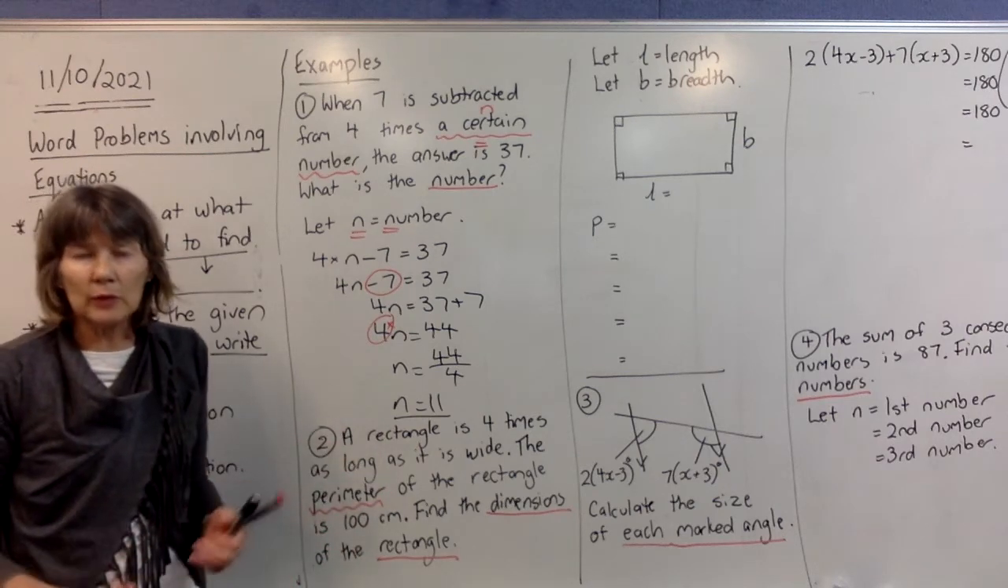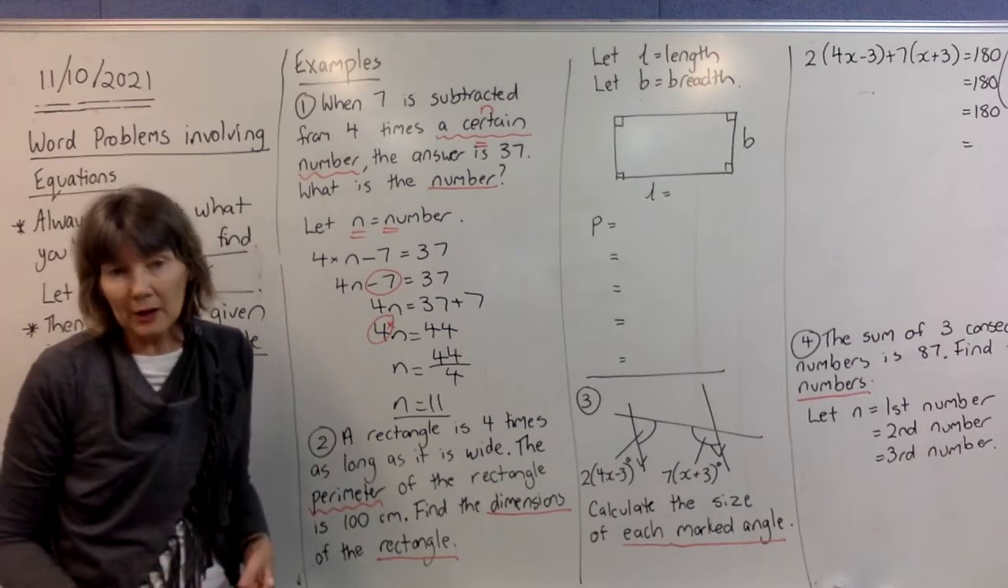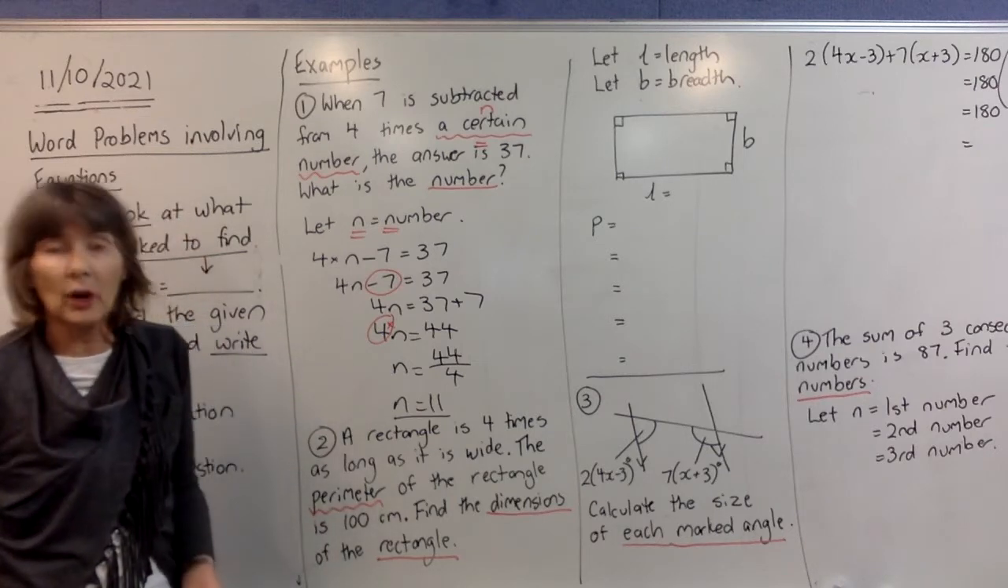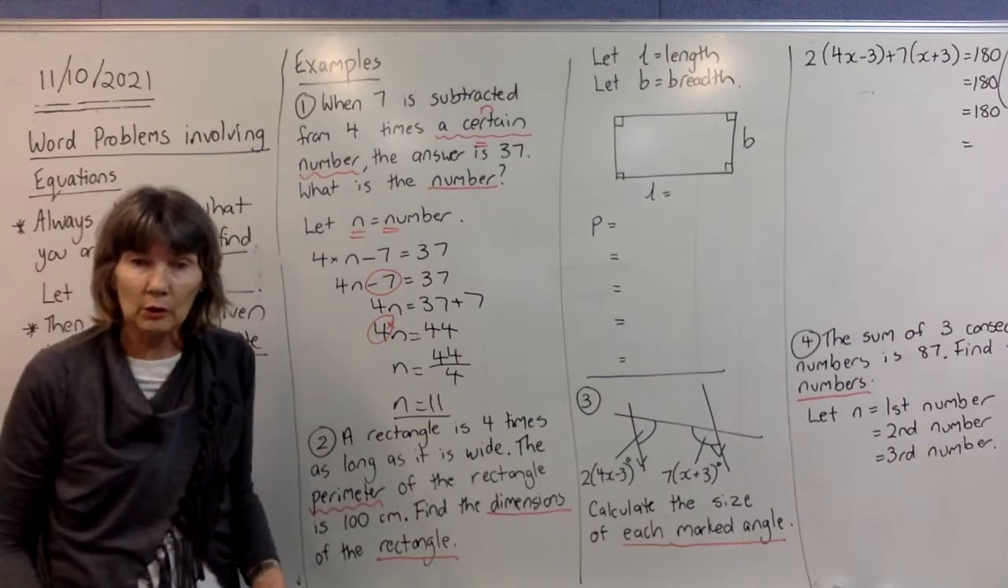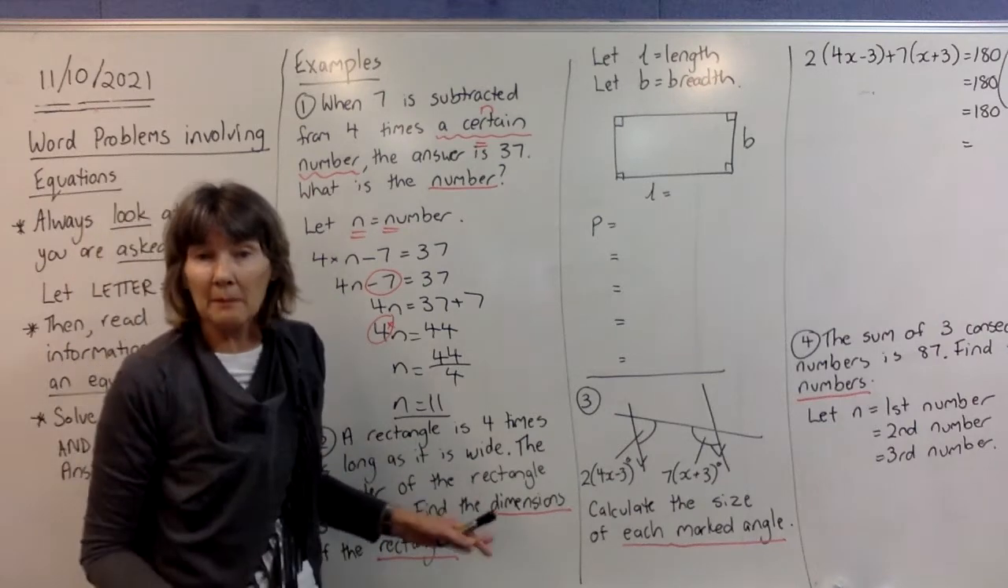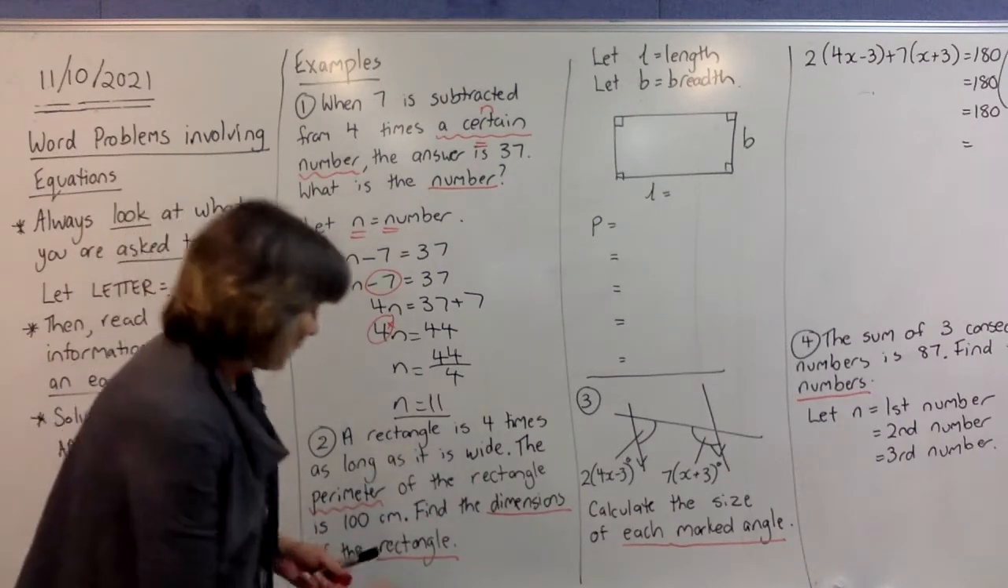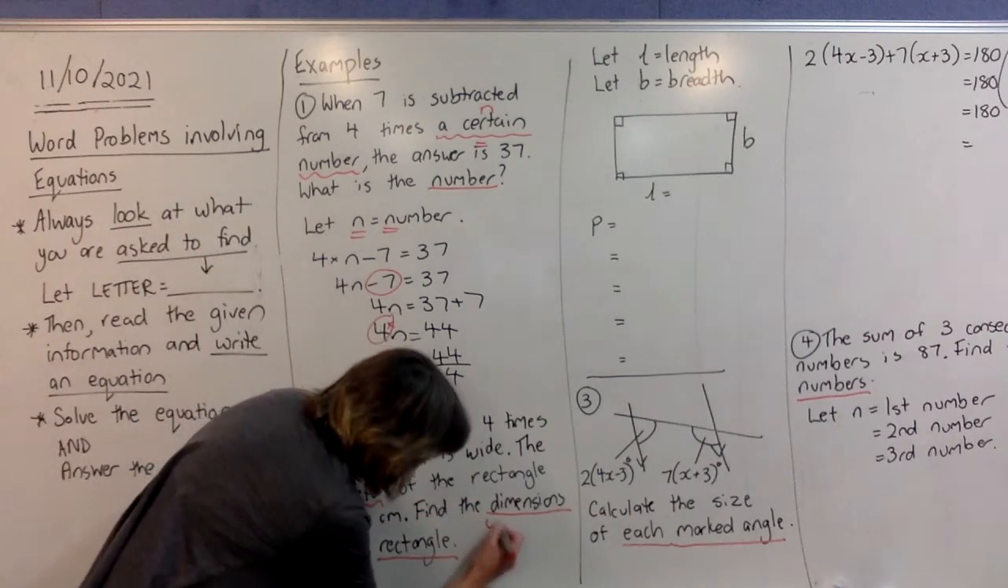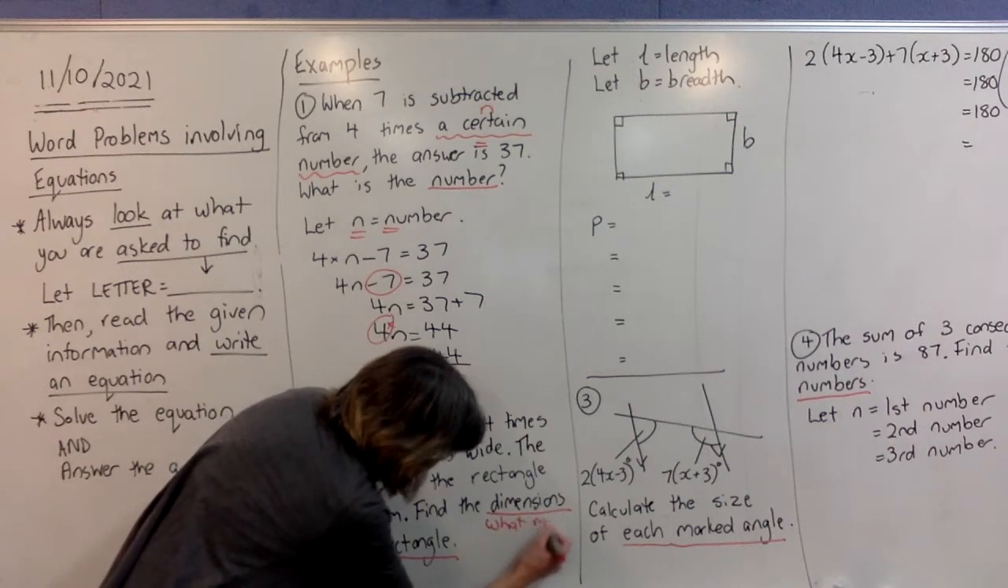Now, a lot of people don't really understand what dimensions are, especially if I say find the dimensions of a triangle, find the dimensions of a circle. They're the things that make up the area formula, okay? So what makes up the area formula?